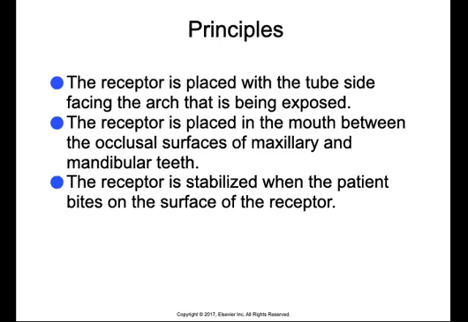The basic principles of the occlusal technique can be described as follows. The receptor is placed with the tube side facing the arch that is being exposed. The receptor is placed in the mouth between the occlusal surface of the maxillary and mandibular teeth, and the receptor is stabilized when the patient gently bites down on the surface of the receptor. It is important to stress that the patient gently bite down on the receptor to avoid seeing permanent bite marks on the surface of the sensor.